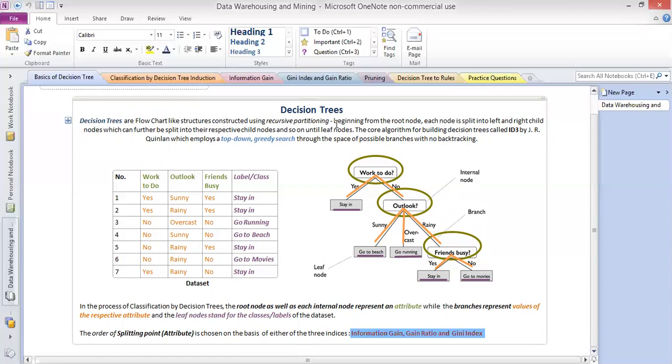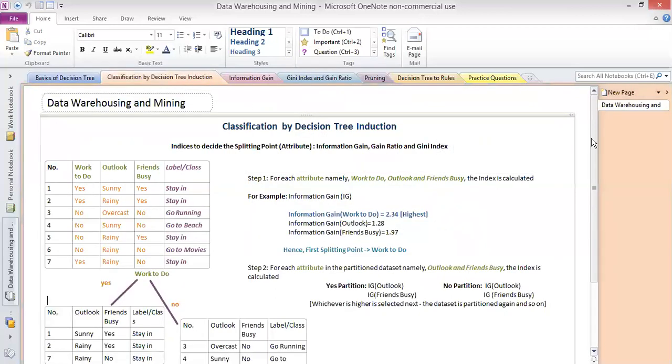We'll see how a decision tree is made using greedy search when we see these indices. I hope so far everything is clear. You understood the structure of a decision tree, how a decision tree is made, and a basic overview of the iterative dichotomizer algorithm. All right, so moving further, we'll now see how you classify using decision tree induction.